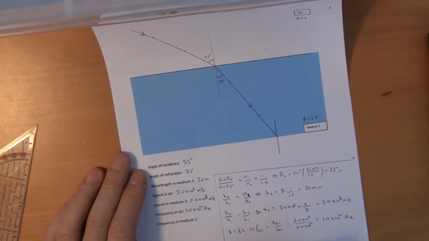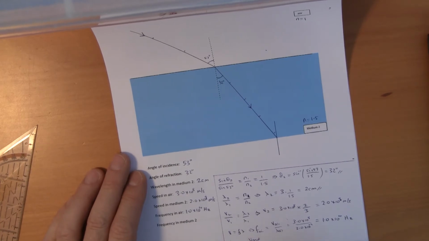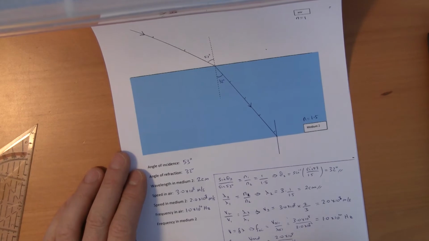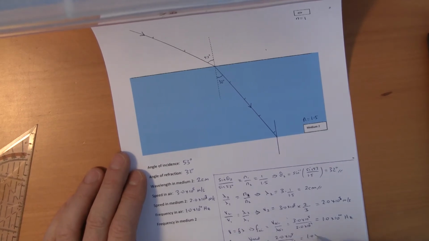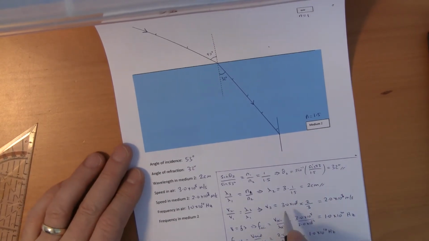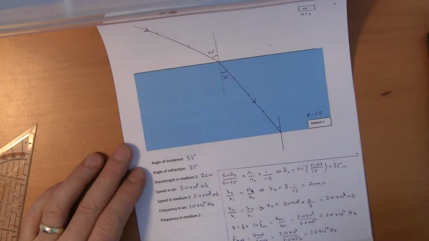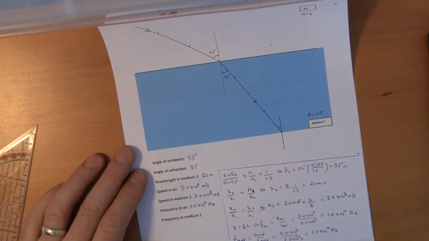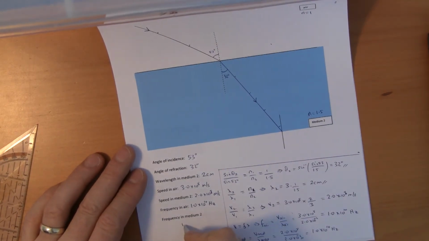And finally, the frequency in medium 2 is going to be the V in the medium divided by lambda in the medium, which is 2.0 times 10 to the 8 divided by 2.0 times 10 to the minus 2 meters, 2 centimeters, which gives me the same answer. And I could have just said that straight away because, of course, frequency doesn't change. The speed slows down, the wavelength gets less. The rate of wave fronts moving through is constant, has to be, because anything entering has to leave. So I end up here with 1.0 times 10 to the 10 hertz.